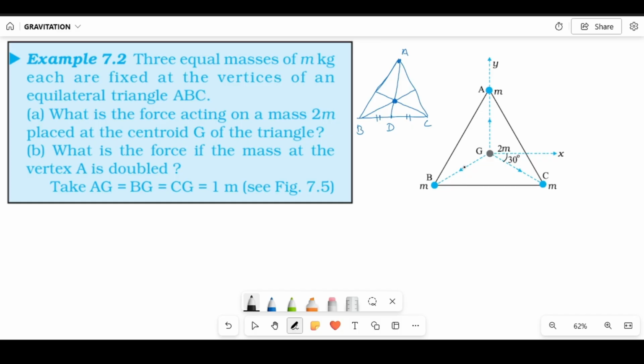So if I'm saying that there is a force here, and this force is, let's say, F on G due to B, and there is another force here. Let's say this force is F on G due to C, and there is one more force here, F on G due to A. So you can see here, these are all at 120 degrees, and they are equal in magnitude because the two masses involved in each case are the same. So here 2m, m, here 2m, here another m.